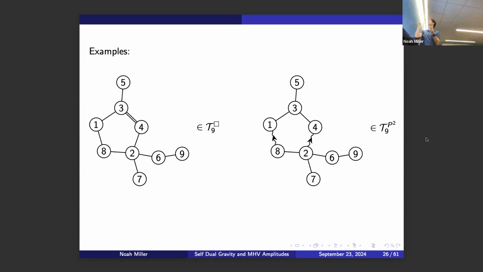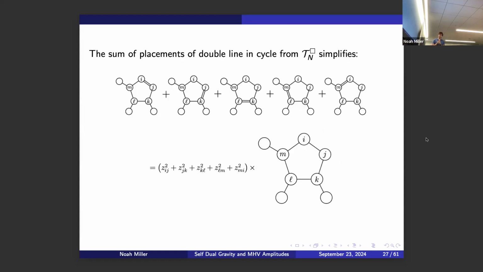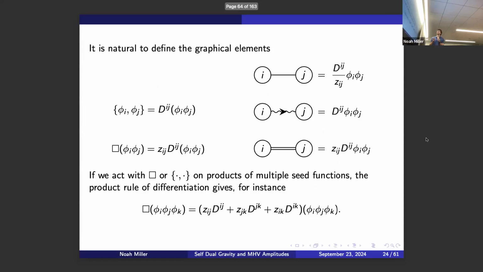This has one cycle and this has one cycle. It actually looks like a chemical or something, but yeah, these graphs both contain a single cycle. Okay, good. And now, crucially, notice that this double line graph has a zij here, but the single line graph has a 1 over zij.